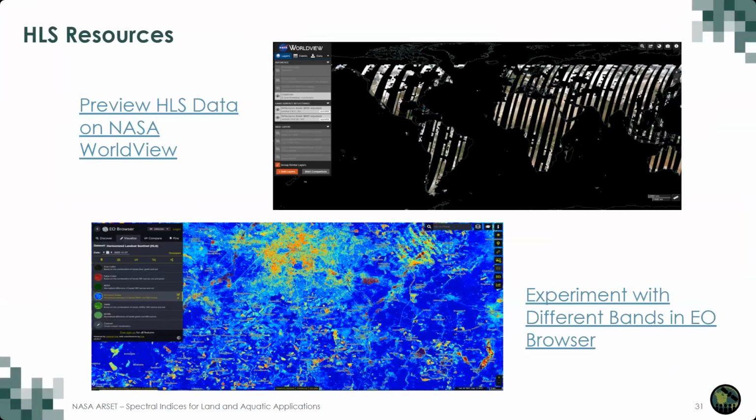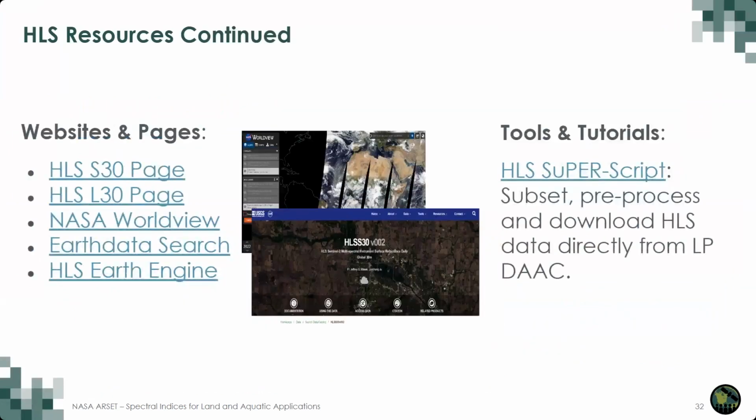And here are some links to various resources related to HLS. You can preview HLS data on NASA Worldview and experiment with different bands in the Earth Observation Browser. You can also look at the HLS S30 and L30 pages, access data on NASA Worldview and Earthdata, and even use HLS products on Google Earth Engine. On the right is a tutorial for the HLS superscript, where you can subset, pre-process, and download HLS data directly from the LPDAAC.